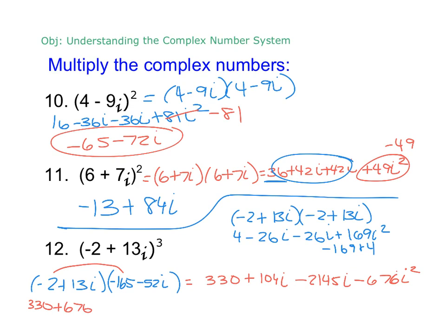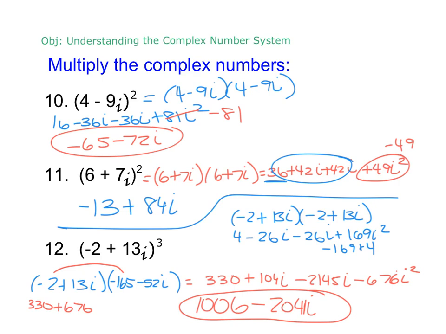plus 330 is 1,006, and then minus negative 2145 plus 104, and we get 2,041i. Ooh. Well, that was a little ridiculous.